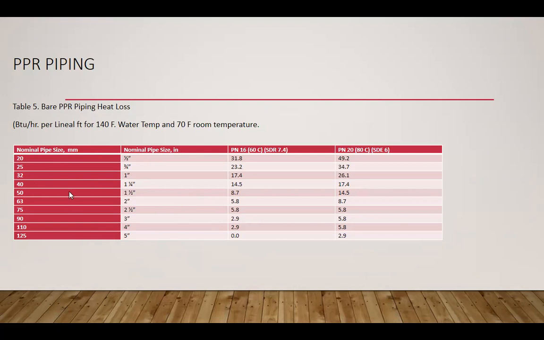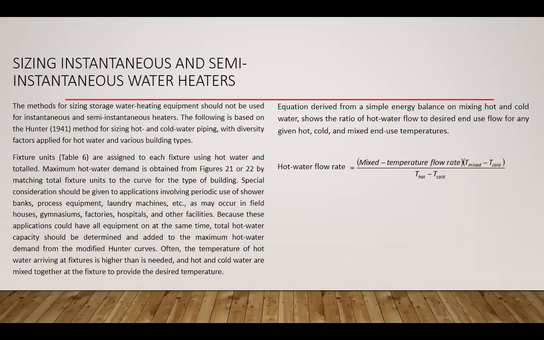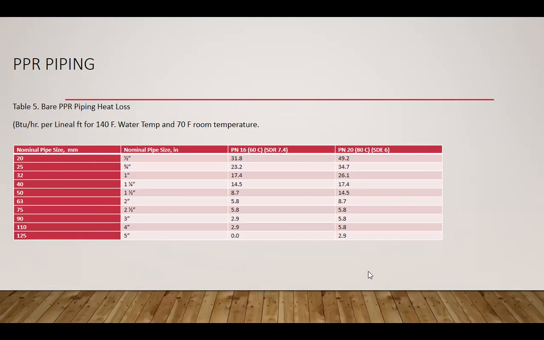Nominal pipe size mm sa inches ito. So PN16, so ito yung mga bare piping heat loss. Ito 0 na. So normally, insulation hindi na kailangan.